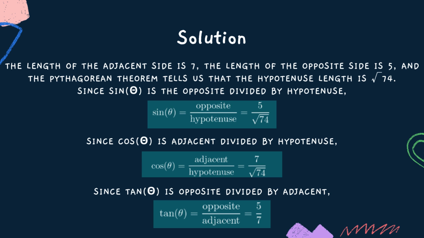Now that we have all our sides, let's find the values of the trigonometric ratios. Sin theta is opposite by hypotenuse. We get 5 divided by the square root of 74. Similarly, cos theta is adjacent by the hypotenuse. We get 7 divided by the square root of 74. And finally, for tan theta, opposite is divided by adjacent, which gives us 5 divided by 7.